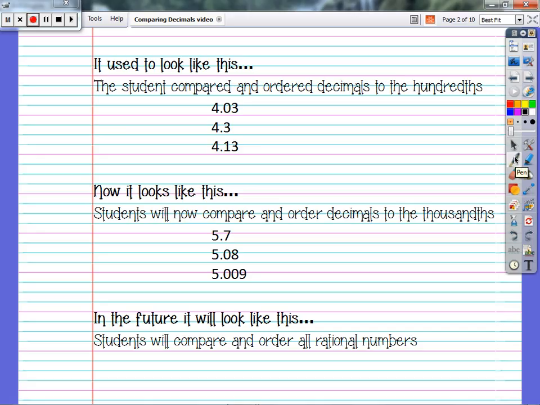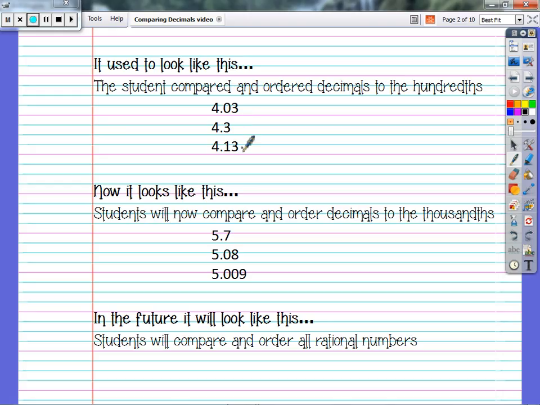Now, it used to look like this in fourth grade. The students compared and ordered decimals to the hundreds. So we had 4 and 3 hundredths, we had 4 and 3 tenths, and then 4 and 13 hundredths.